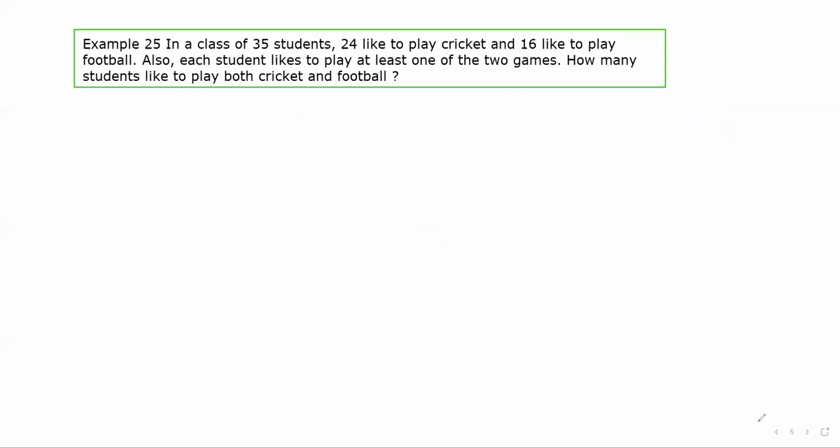Next. In a class of 35 students, 24 like to play cricket, 16 like to play football. Now, it's written that in a class, that means all the students are either playing cricket or playing football. So the number of students who play cricket as well as football will be equal to 35. 24 play cricket, so the number of students who play cricket is equal to 24. 16 like to play football, so the number of students who play football is equal to 16.